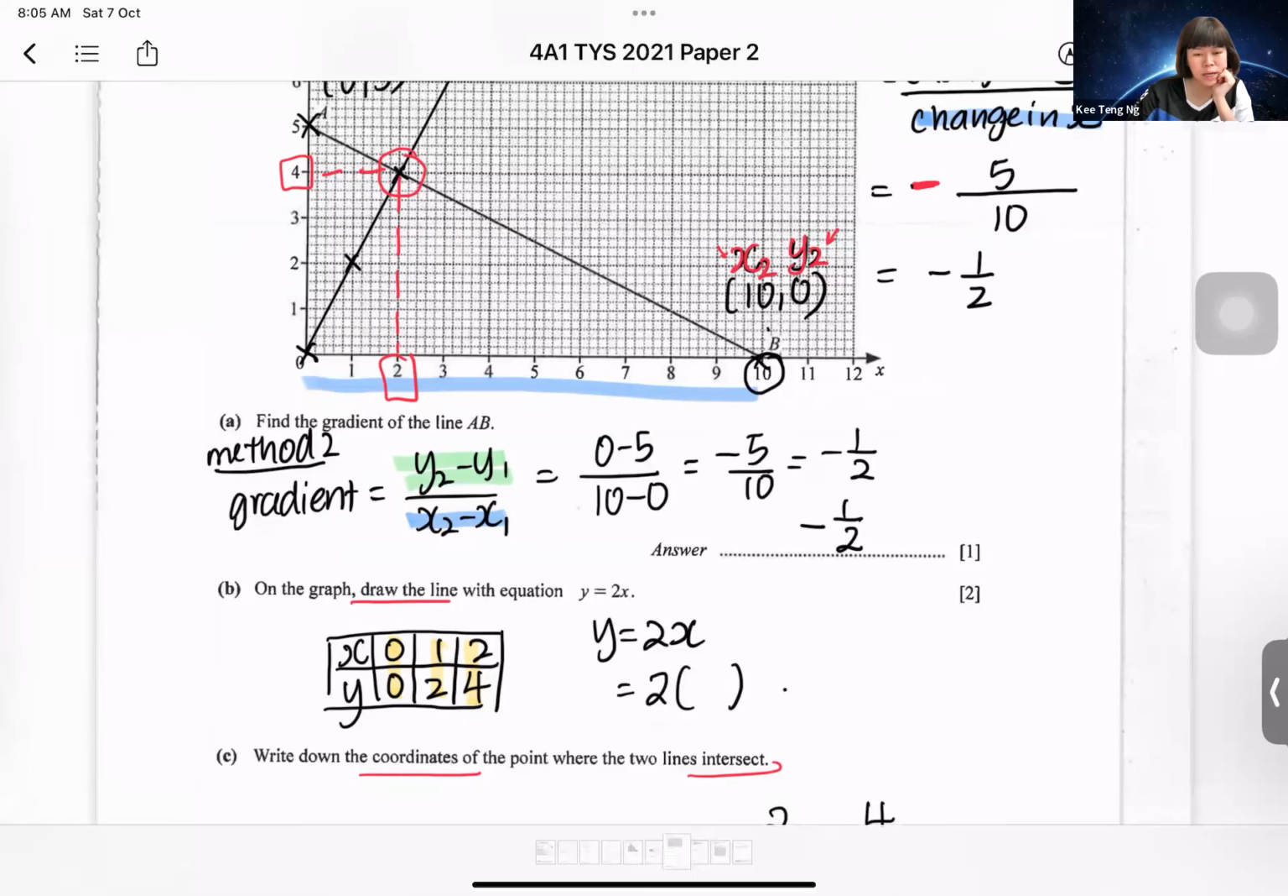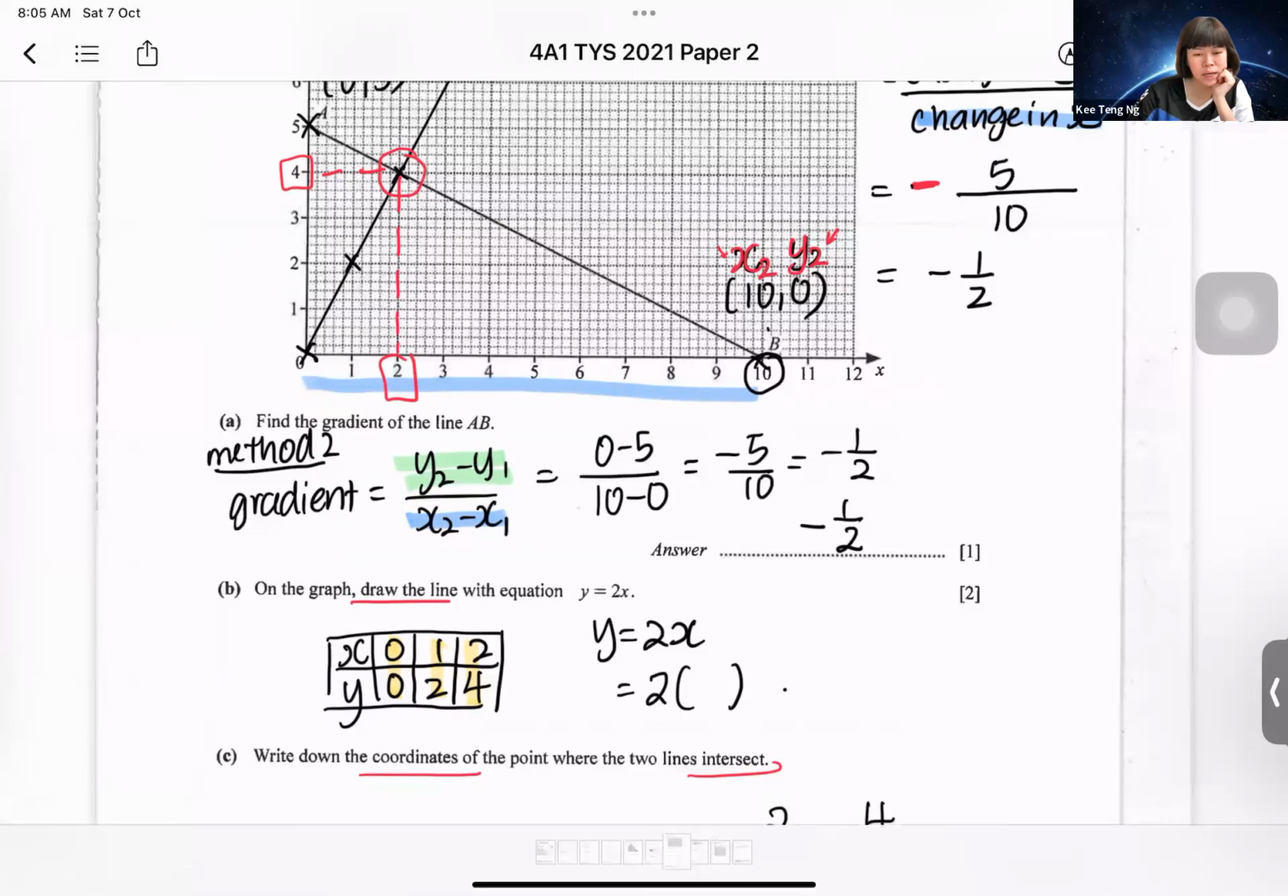Okay, so this question can be quite difficult. Firstly, about the gradients. Second, you need to draw the line. Then there's the point of intersection. Notice for this paper itself, there is no quadratic graph question because the graph question has been used on this one already.